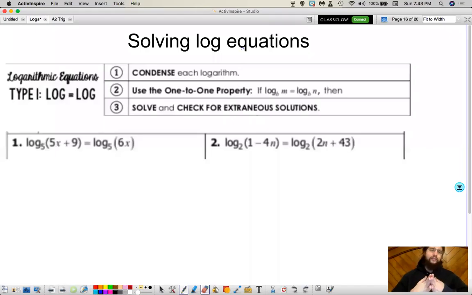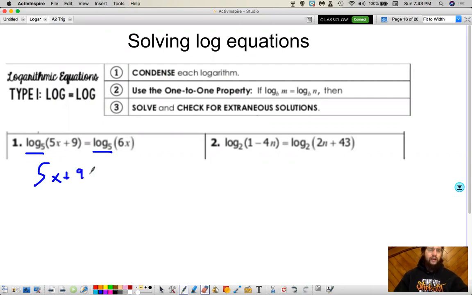All right, let's hit it. Solving logs. So we take our equation: log equals log. See, log of the same base, log of the same base, just like exponential equations. If they have the same base, drop them. We're going to set the arguments equal to each other.